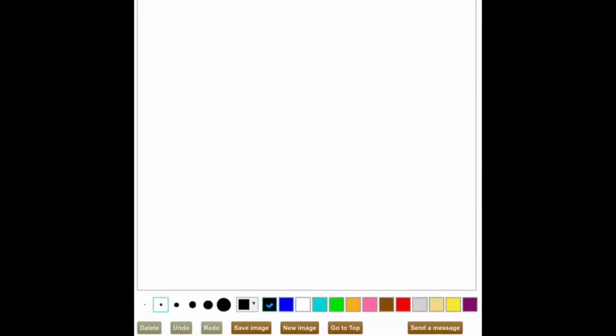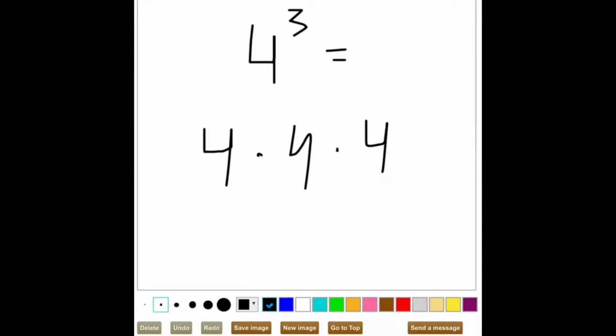Now I'm explaining rational exponents. Rational exponents is the use of rational numbers as exponents, such as 4 to the third, which when fully written is 4 times 4 times 4. And when you multiply these three numbers, you get 64.